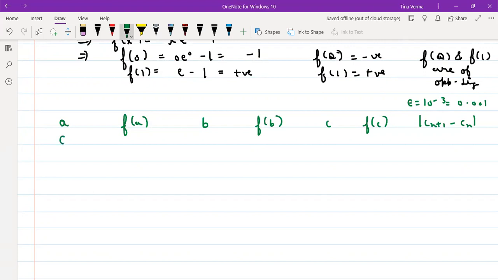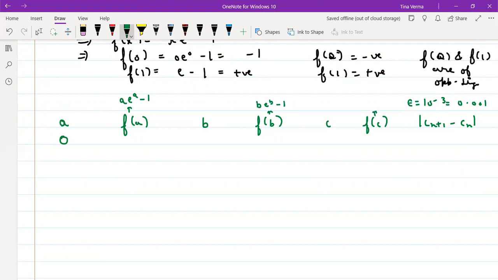So a humne kya liya tha, 0. फंक्शन की वैल्यू a पे, इसका मतलब मैंने क्या put किया है उसमें, f x में मैंने क्या put किया, a, that means a e^a minus 1. f of b का मतलब क्या है कि मैंने function में क्या put किया है, b e^b minus 1, right.